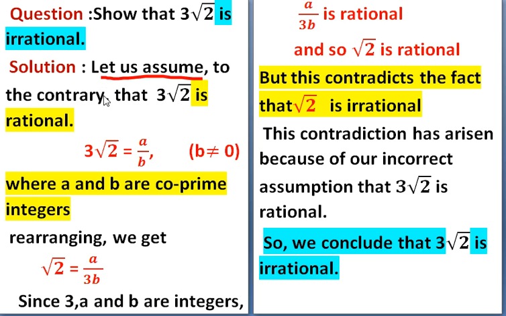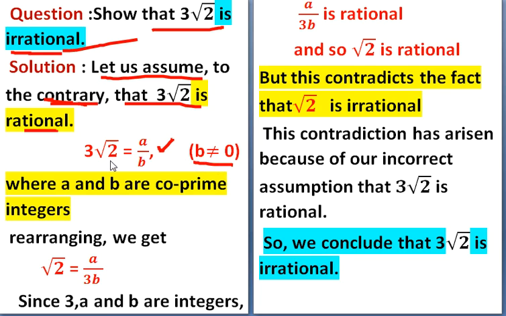Let us assume to the contrary that 3 root 2 is rational. Contrary means opposite to given condition. Given condition is 3 root 2 is irrational, and we assume opposite to this condition, rational. So this is contrary to the given condition. 3 root 2 is rational, and we know that any rational value becomes in form of a by b or p by q, where denominator not becomes equal to 0.